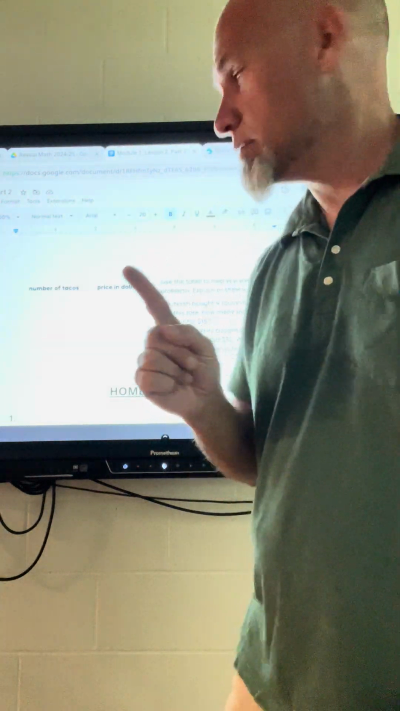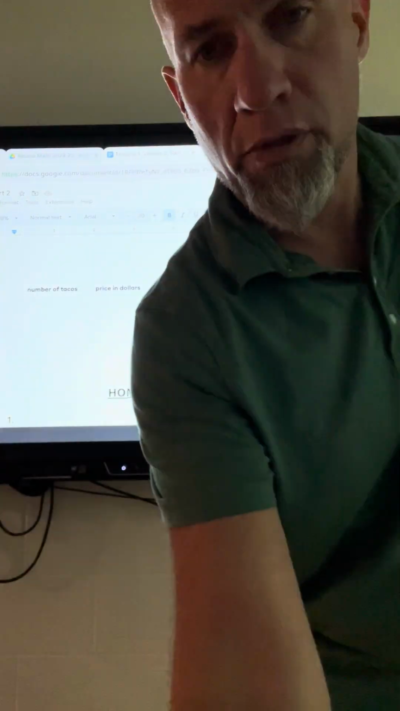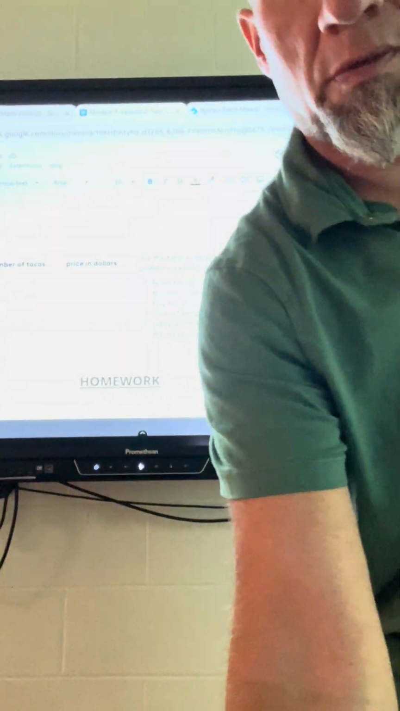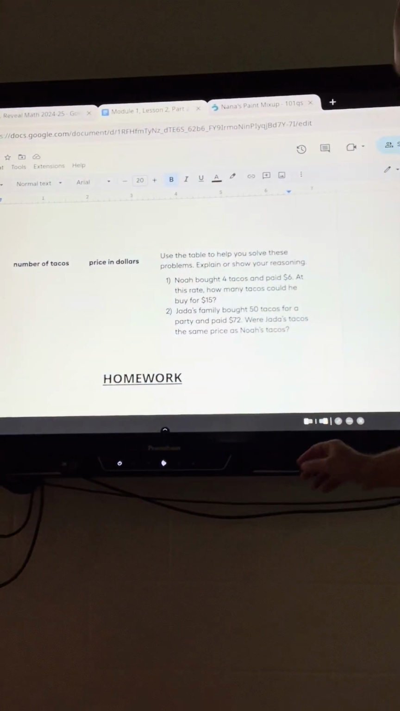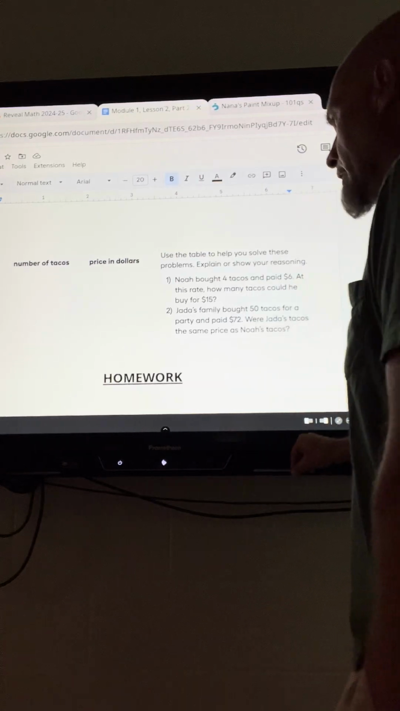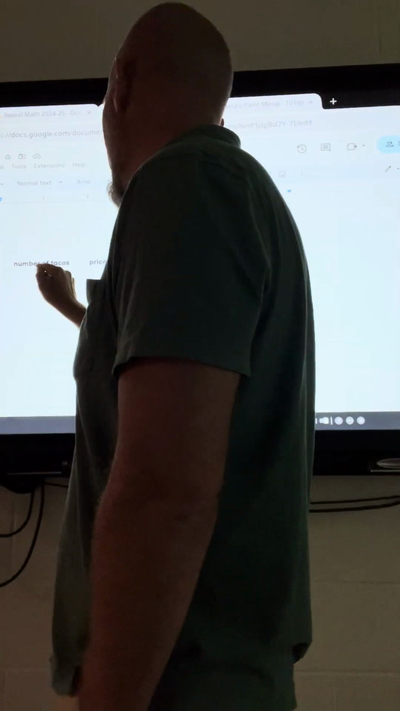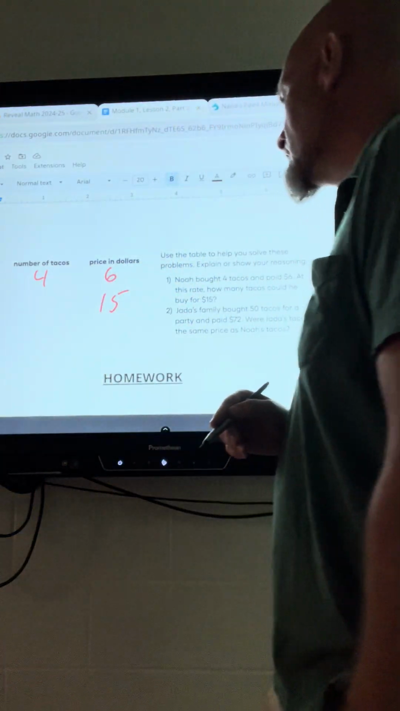For P1, we wanted to go over the taco problem fairly quickly here. Hold on one second, let's get a little bit closer. Okay, so we talked about in P2 and P4, I think we finished this, but in P1, remember it was 4 tacos, $6, and they wanted to know how many tacos you could buy for $15.